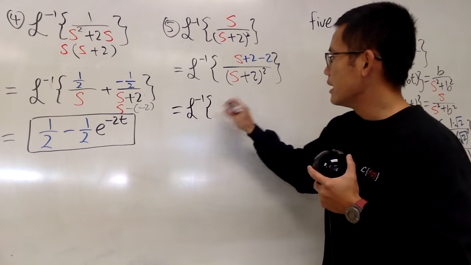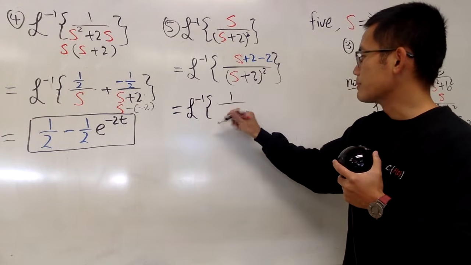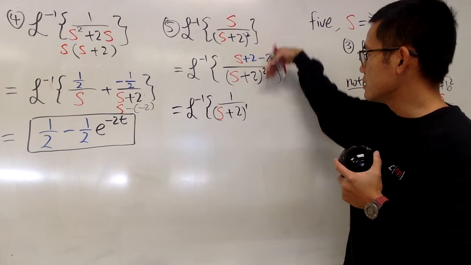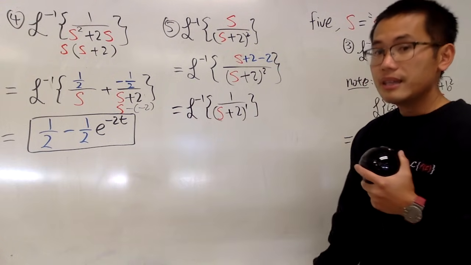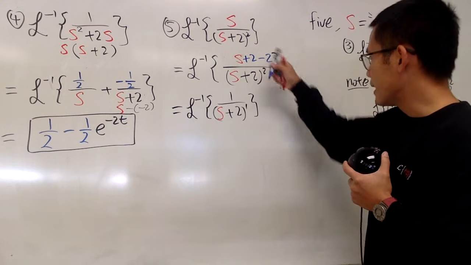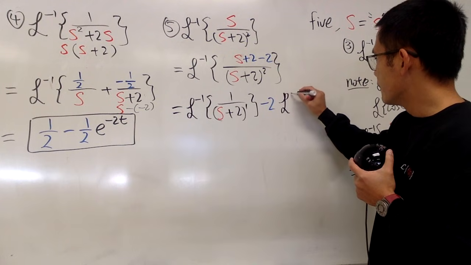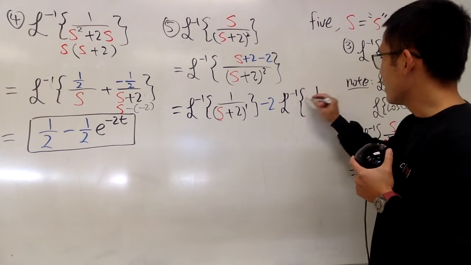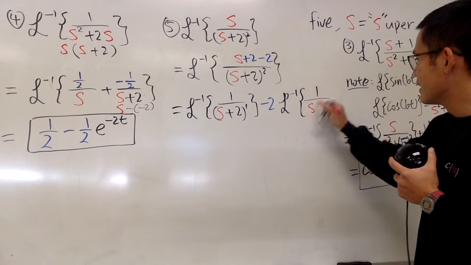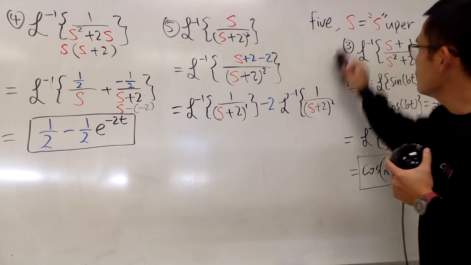Inverse Laplace, and let me break this down for you guys. We have 1 over just this to the first power, because again, this and that cancel, which is very nice. Then for this part right here, we have the minus 2 over that. So let me put the minus 2 in the front, and then I will write down the inverse Laplace again. Then we have the 1 on the top over s plus 2 squared. Like this, right? So that's what we have.